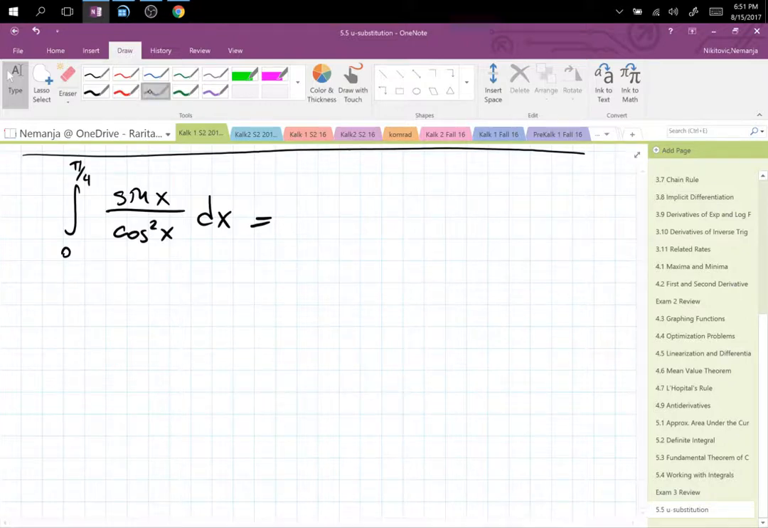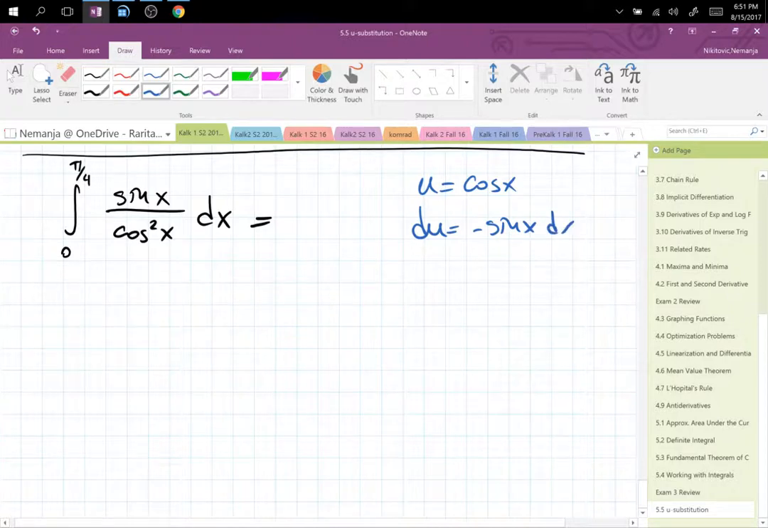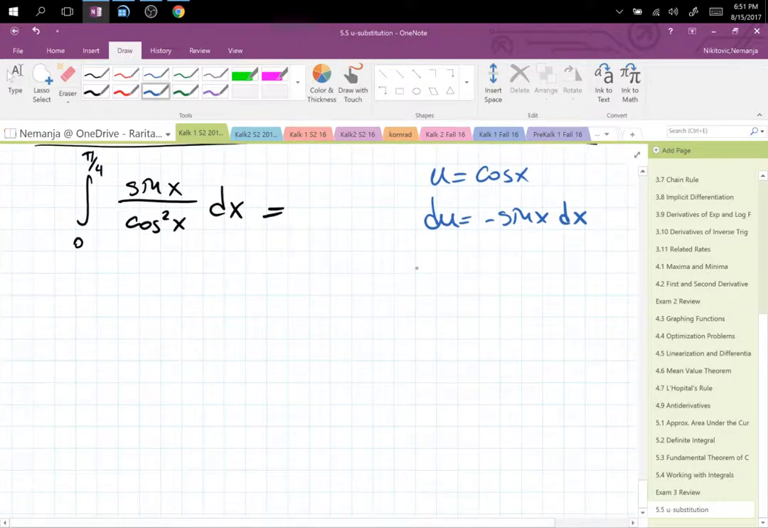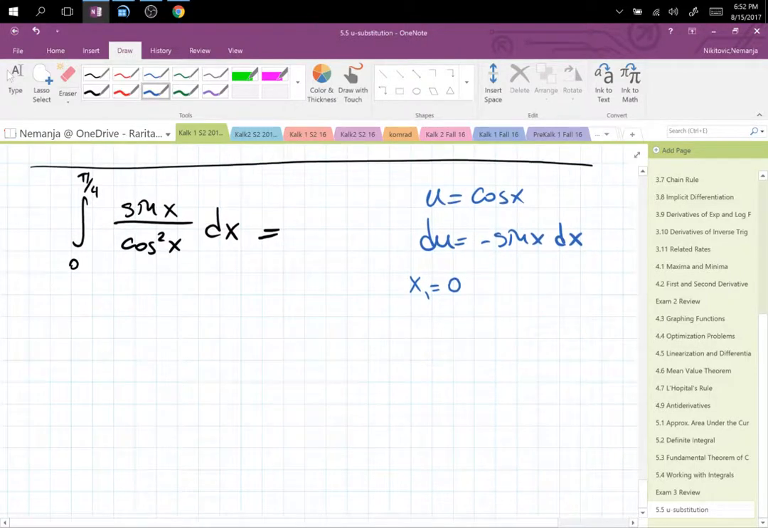What is u over here? Very good, cosine x. And du is the derivative. The derivative of cosine is negative sine. And then we change limits. The original limit x1 was 0. We plug that into the cosine, and we get that u1 is cosine of 0, which is 1. So now, when we do our substitution, the lower limit is 1.